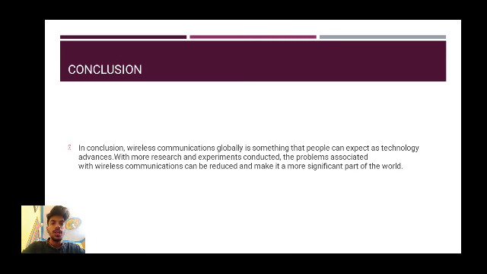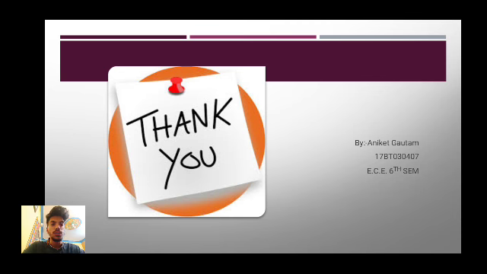And conclusion: wireless communication globally is something that people can expect as technology advances. With more research and experiments conducted, the problems associated with wireless communication can be reduced, making it a more significant part of the world. So that was all about wireless networks.